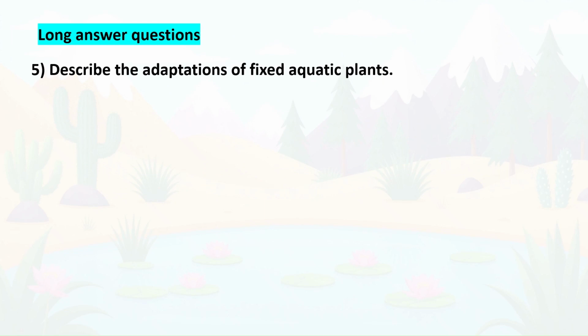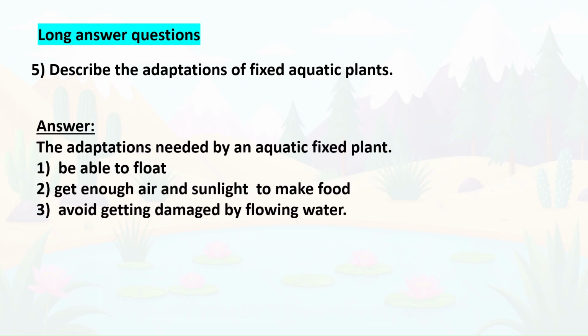5. Describe the adaptations of fixed aquatic plants. Answer. The adaptations needed by an aquatic fixed plant: 1. Be able to float. 2. Get enough air and sunlight to make food. 3. Avoid getting damaged by flowing water.